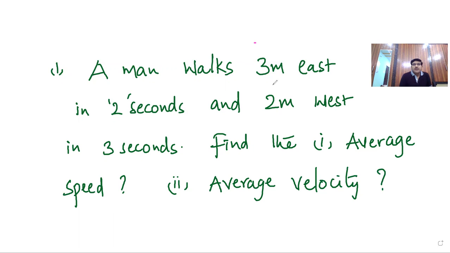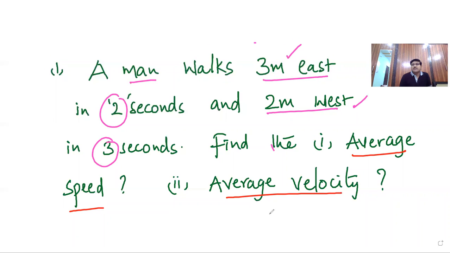Observe carefully. The man is first walking towards east 3 meters. In how much time? 2 seconds. And then he is walking 2 meters towards west in 3 seconds. So in this, we are concentrating on the average speed as well as average velocity. Clear? Let us take up this problem.